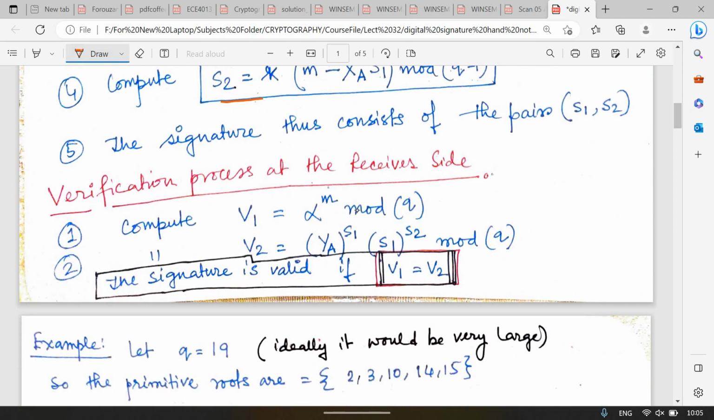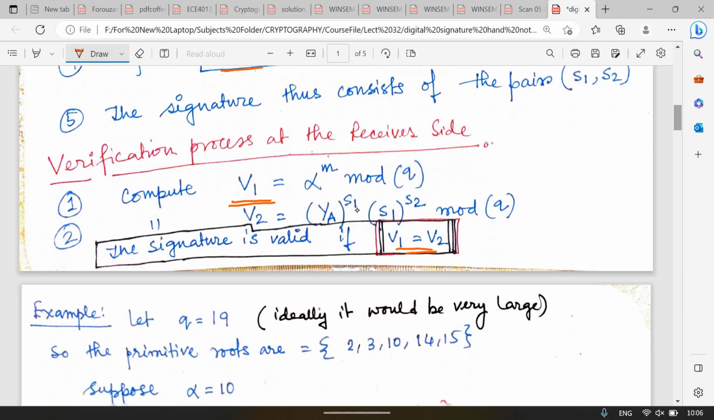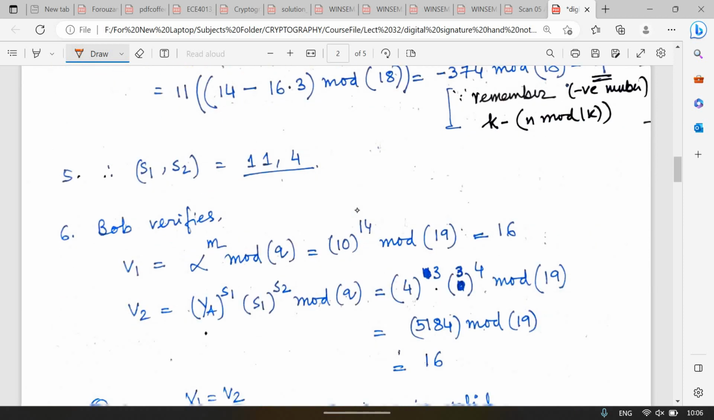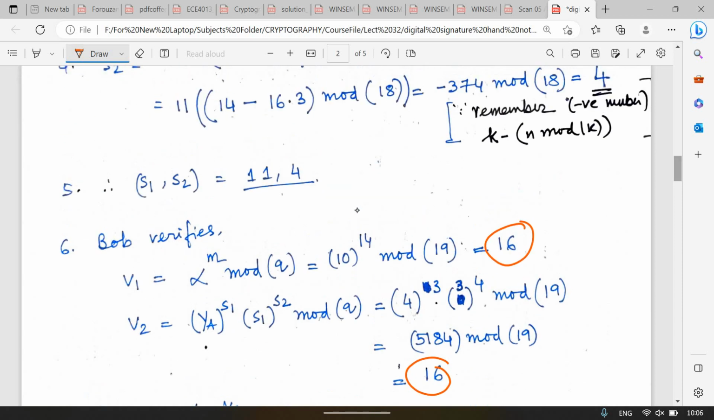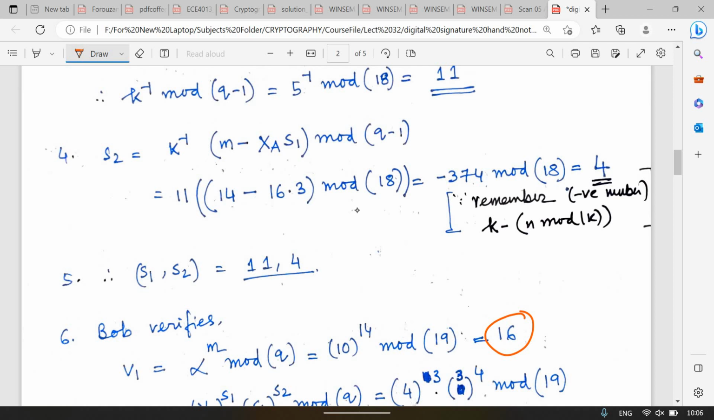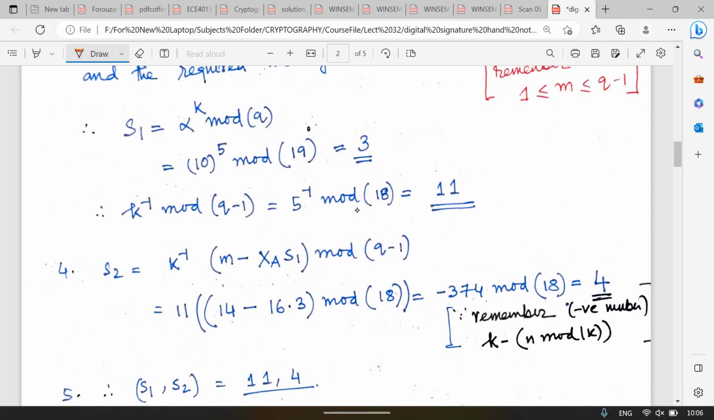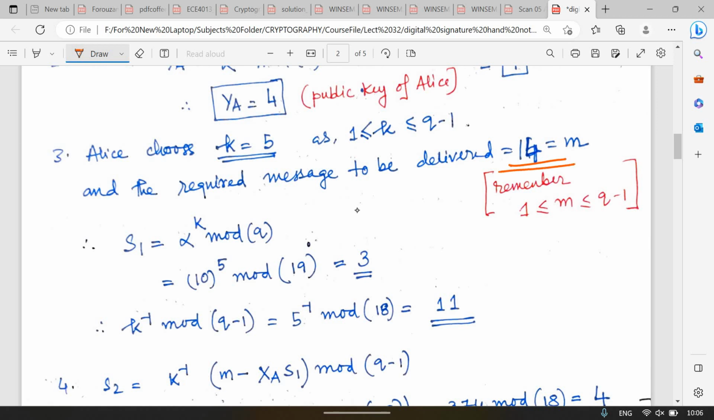At the output, we have already done this, in fact last day itself. We observe that V1 must be equal to V2. We also did one numerical, in which I told you that, given all the features, the main objective is to find out whether V1 is equal to V2. We are not bothered whether the output of V1 and V2 matches the message. In this case, the message was 14.